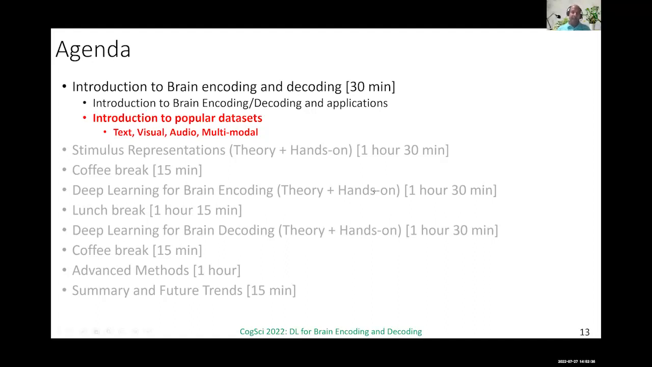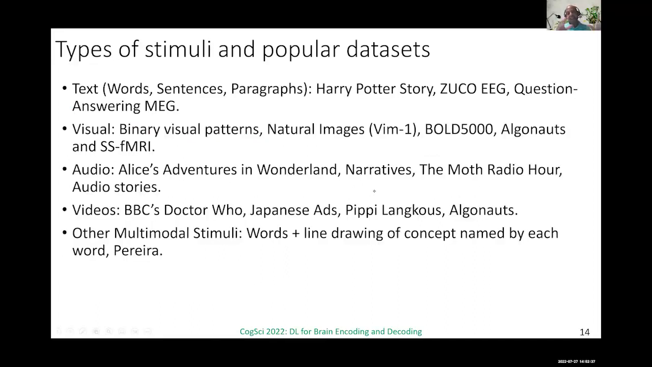So let me start by talking about popular data sets. Now, there are several kinds of data sets across different modalities. So there are text-based data sets, visual data sets, audio data sets, video data sets, and there are, of course, other kinds of multimodal stimuli-based data sets as well. So text data sets, people have tried with words, sentences, paragraphs, different kinds of granularity, right? And the popular ones are Harry Potter stories, Zuko EG, and so on. We'll talk about them in detail in the next few minutes, maybe next 20 minutes or so.